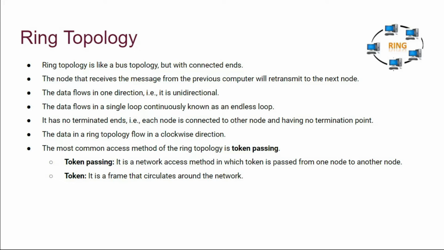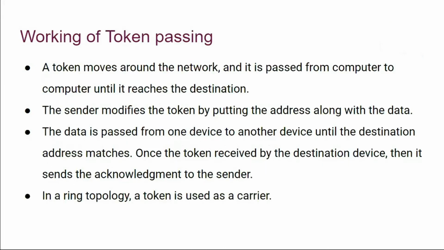So what is a token? It is a frame that circulates around the network. We have studied circuit switching and packet switching. Here, it is a frame; instead of packets, we use frames. The next thing: what is this token we have seen?